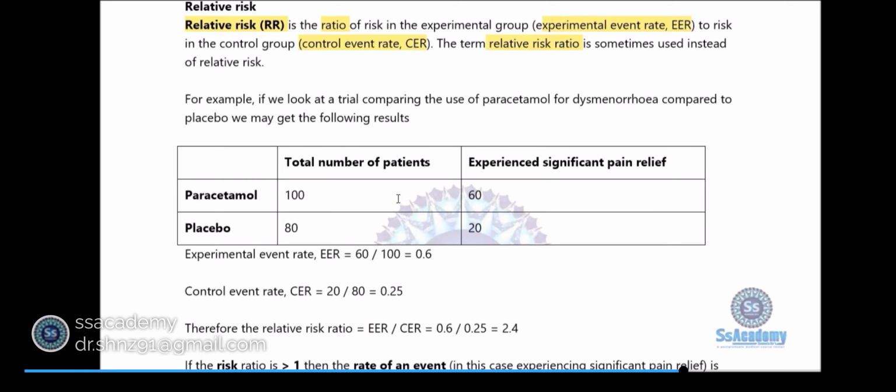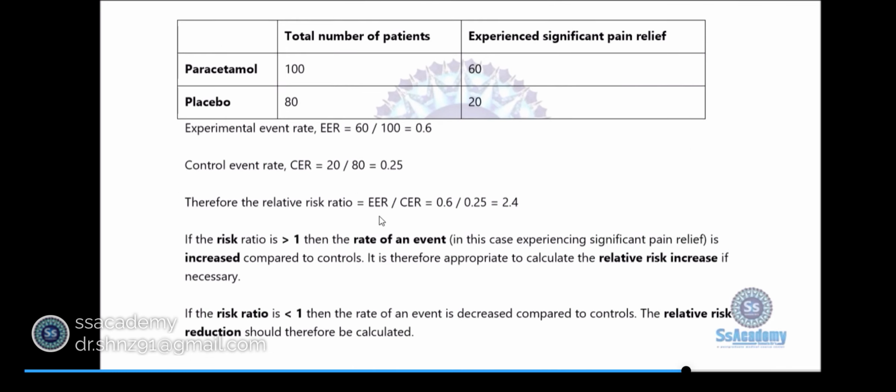Paracetamol, total number of patients 100, placebo 80. Experiencing significant pain relief: with paracetamol 60, and in placebo only 20. So experimental event rate here equals 60 pain relief divided by 100, the total paracetamol patients, so 0.6, and control event rate is 20 by 80, equal to 0.25. So the risk ratio equals the experimental event rate divided by the control event rate, equal to 2.4. So that is the relative risk ratio.